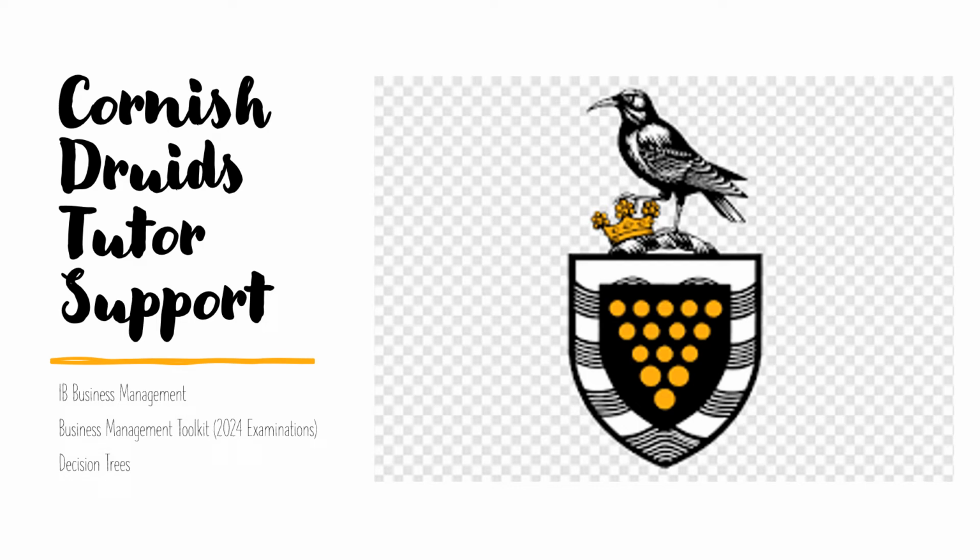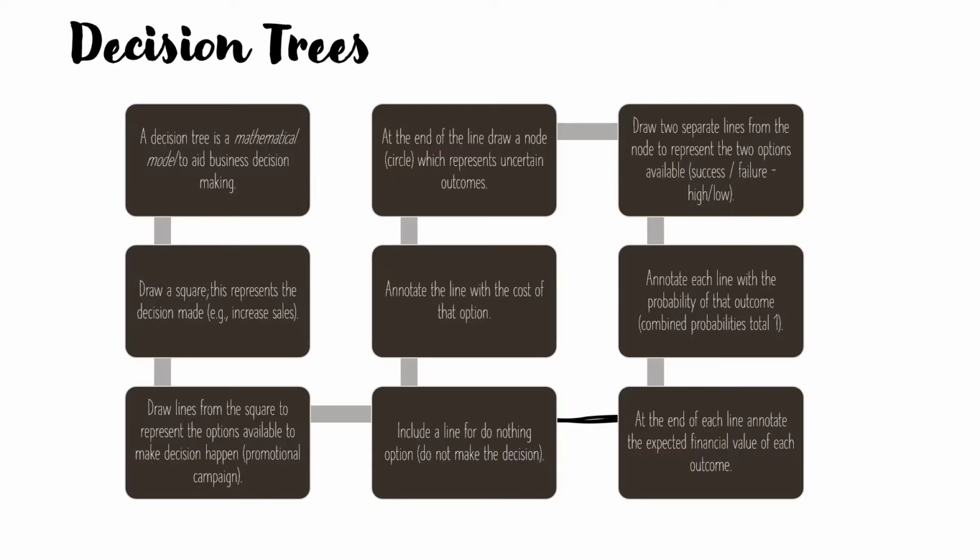Hopefully, another useful resource for your IB business management studies. Focusing on the Business Management Toolkit 2024 exams, in this instance, decision trees. A decision tree is simply a tool which allows you to make decisions.